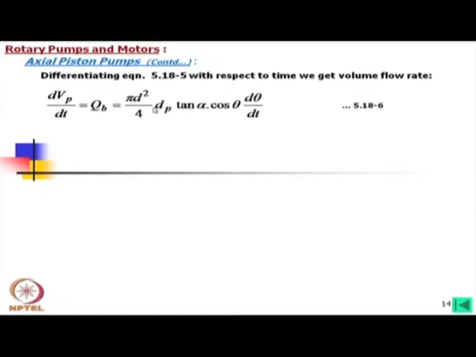Now, to get the volume flow rate per piston, we differentiate this. This is simple: cos theta comes instead of sin theta, and d theta by dt is omega, the speed of the shaft, which we usually keep constant for the pump.